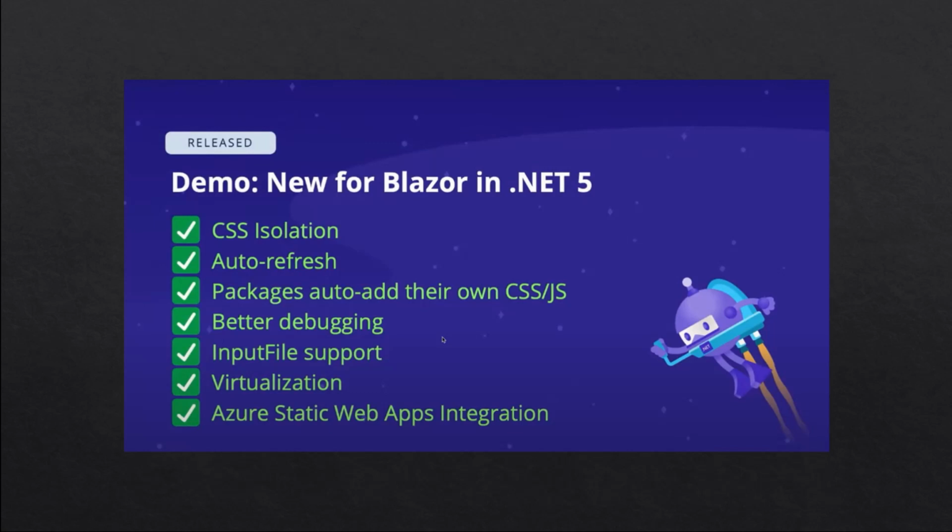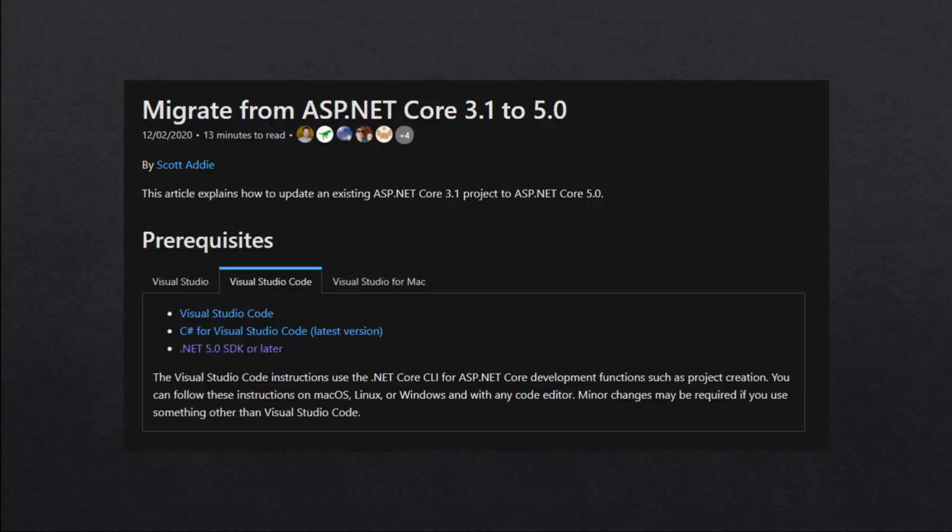Blazor made a lot of improvements in .NET 5 like CSS isolation, auto refresh, better debugging support, virtualization, Azure static web apps integration. So there are a lot of improvements. We're not going to talk about these improvements now. We're going to concentrate on migrating our application from 3.1 to 5.